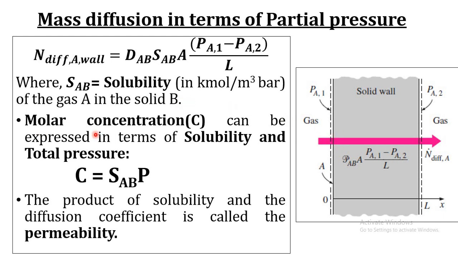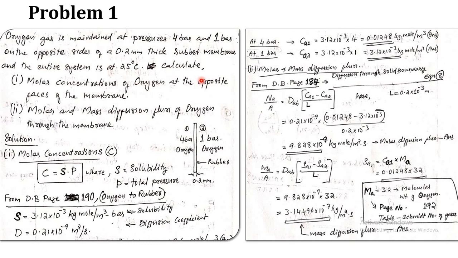The molar concentration C can be expressed in terms of solubility and pressure using this equation: C is equal to solubility SAB times pressure P. The product of solubility and the diffusion coefficient, DAB times SAB, is called the permeability. Now we will discuss some problems in this topic.